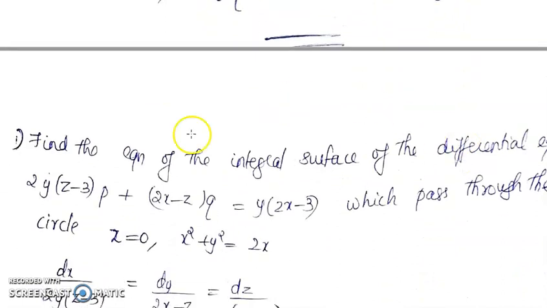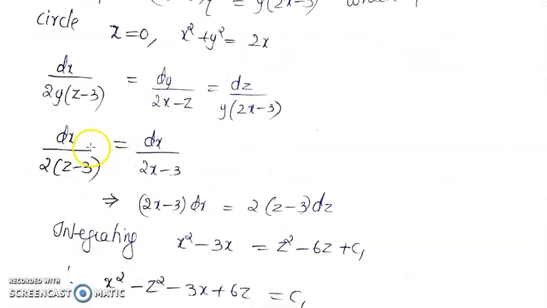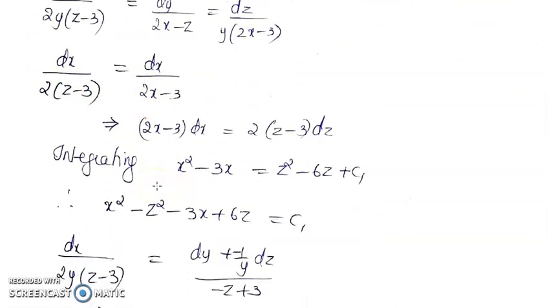And the last question, you need to find the integral surface of 2y into (z minus 3) p plus (2x minus z cube) q equal to y into (2x minus 3), passing through the circle z equal to 0 and x square plus y square equal to 2x. So first you need to solve for the integral equation. I am taking the first and last ratios. So I will get the first solution using variable separable and integrating: x square minus z square minus 3x plus 6z equal to c1.